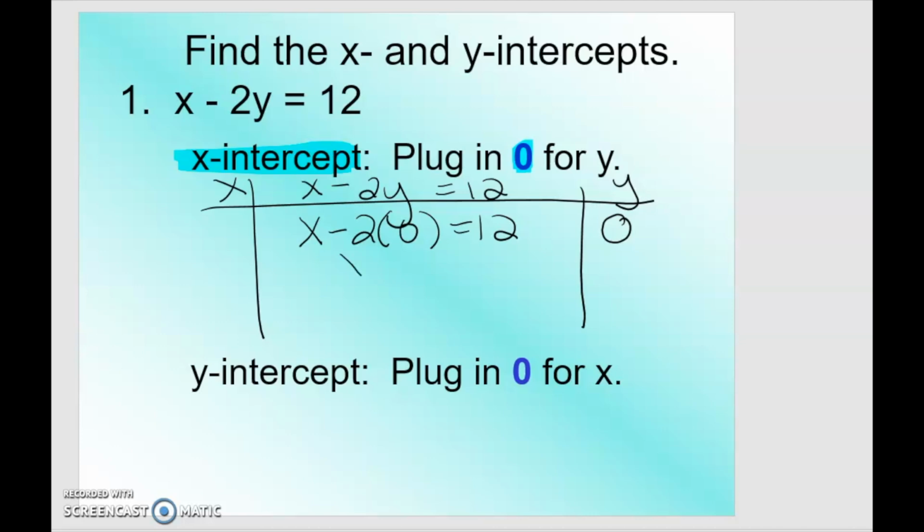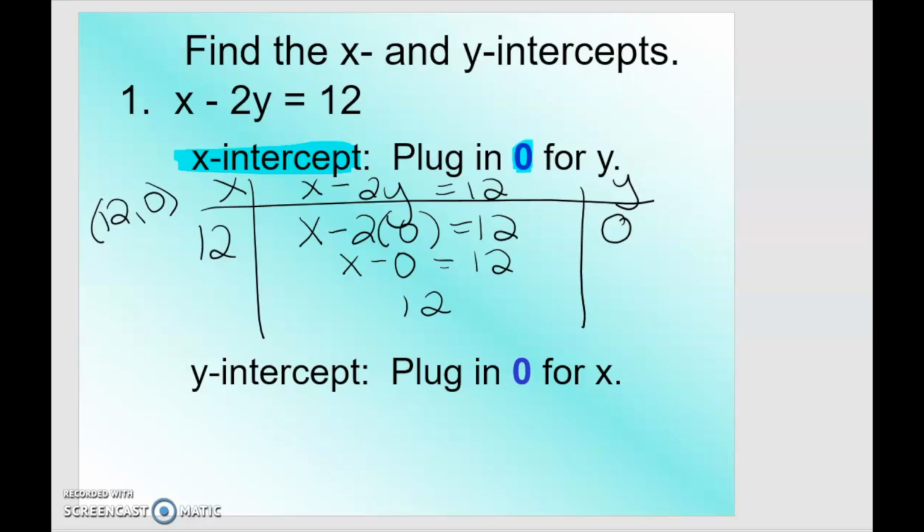So 2 times 0 is 0. So x minus 0 equals 12. So therefore x equals 12. So that's our first ordered pair that we're going to graph, (12, 0).